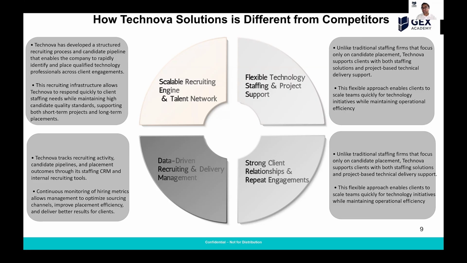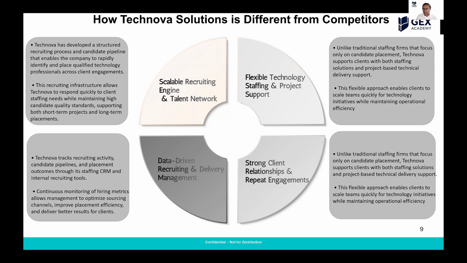And the final differentiator highlighted here is strong client relationships and repeat engagements, right? As investors, it is often one of the most important differentiators to evaluate. If you have long-standing client relationships, they can create recurring revenue opportunities, lower customer acquisition costs, and also increase revenue visibility, right? They also serve as evidence that the company is delivering value to its customers. So when I look at this slide, I don't view those four areas independently, right?